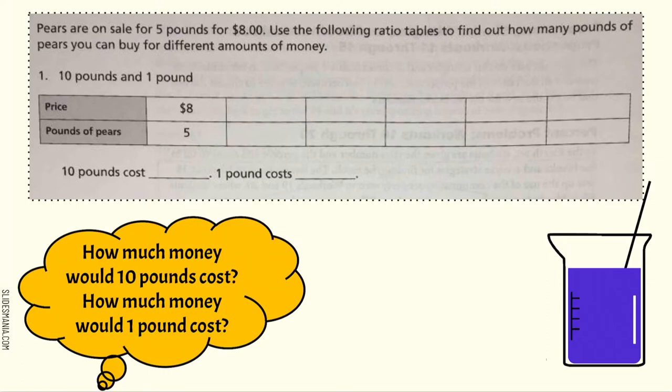So we have pears that are on sale for 5 pounds for $8. We want to use the following ratio table to find out how many pounds of pears that we can buy for different amounts of money. So we want to find how much 10 pounds would cost, and then how much 1 pound would cost. So pause the video and take this time to think numerically. And notice it said ratio table, so we're going to be using our multiplicative thinking. When you know how much 10 pounds will cost and how much 1 pound will cost, please resume the video.